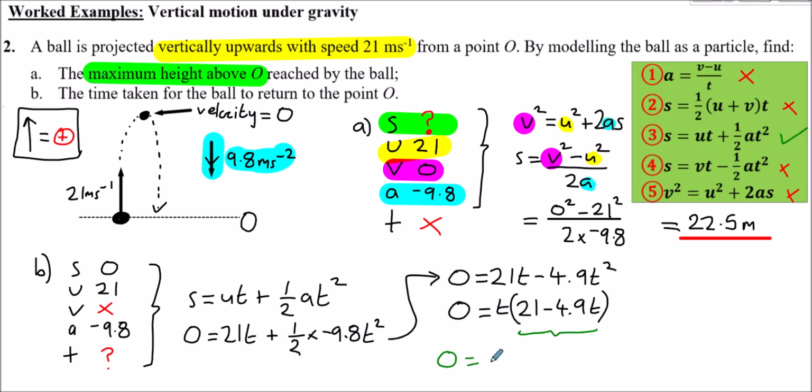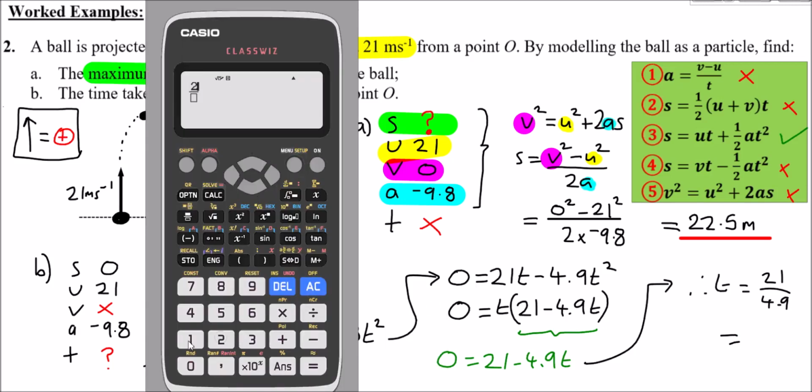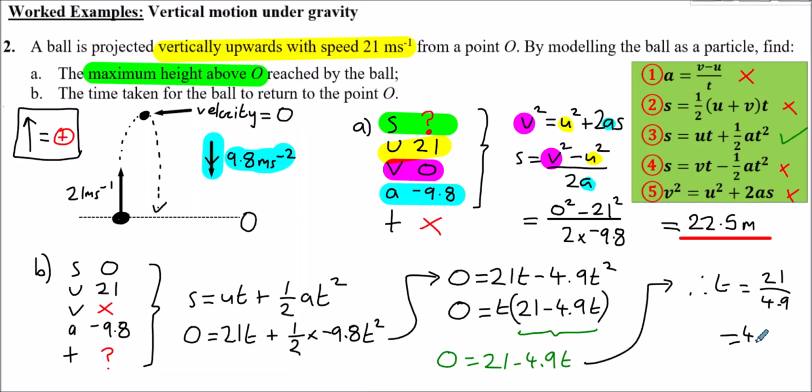When this bracket is equal to 0, it will equal 0 as required. So 0 equals 21 minus 4.9t. So therefore, t is going to equal 21 divided by 4.9. And if we did that, what we're going to get is on top 21 and on the bottom 4.9. And we get for this, as you can see, to three significant figures, 4.29 seconds. So that's question 2 done. So that's 2 questions down.